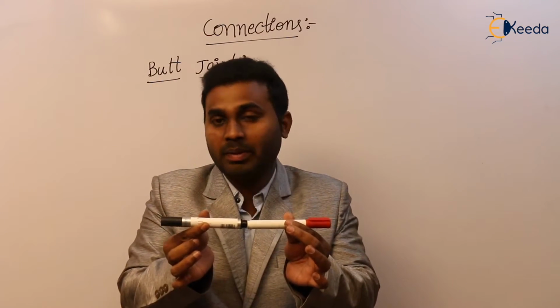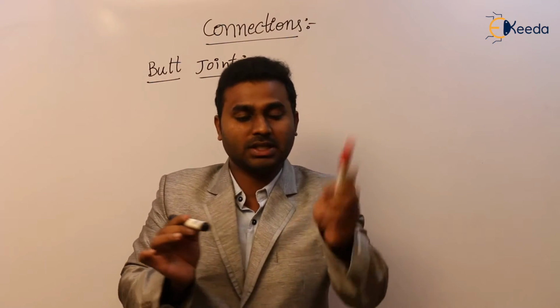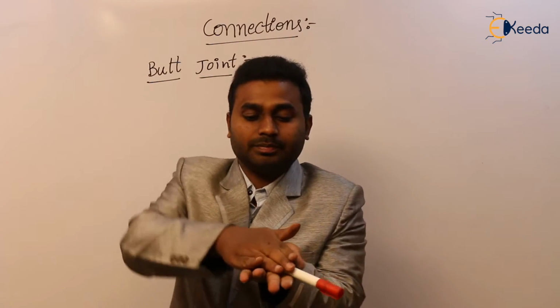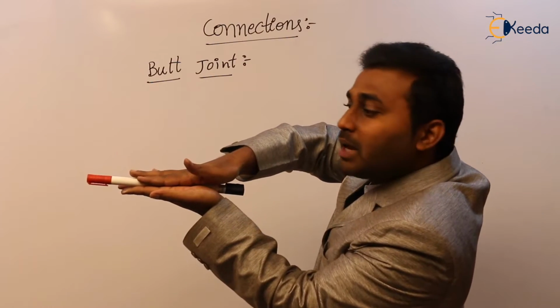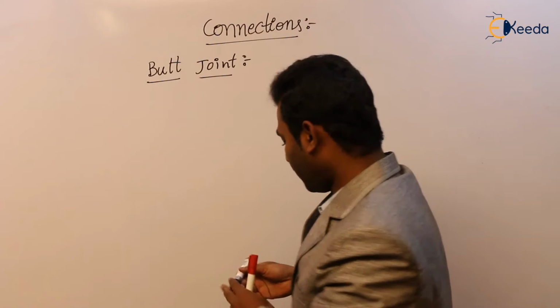After placing the members like this, what do we have to do? We have to use cover plates. This is the member and this is the member, and we use cover plates like this. Clear? By using the cover plate on top and bottom and making the holes, we are going to make a connection. Clear or not?